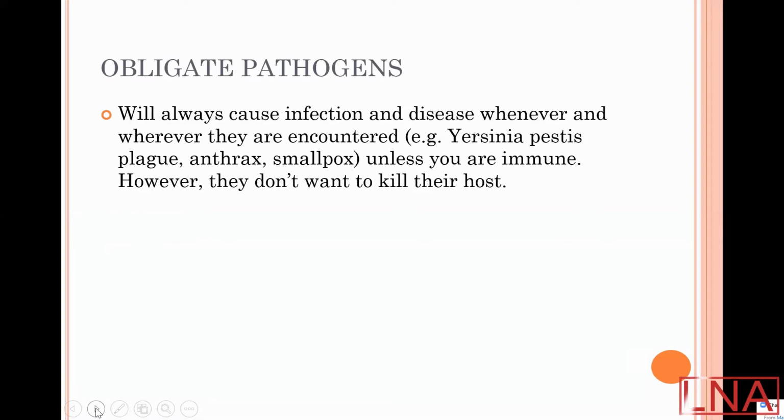So we also have obligate pathogens, in contrast to normal microflora and opportunistic pathogens. Obligate pathogens will always cause infection and disease whenever they are encountered. For example, Yersinia pestis causes plague, Bacillus anthracis causes anthrax, and the smallpox virus causes smallpox. Always, no matter how our immune system influences the process, such microorganisms always cause the disease.